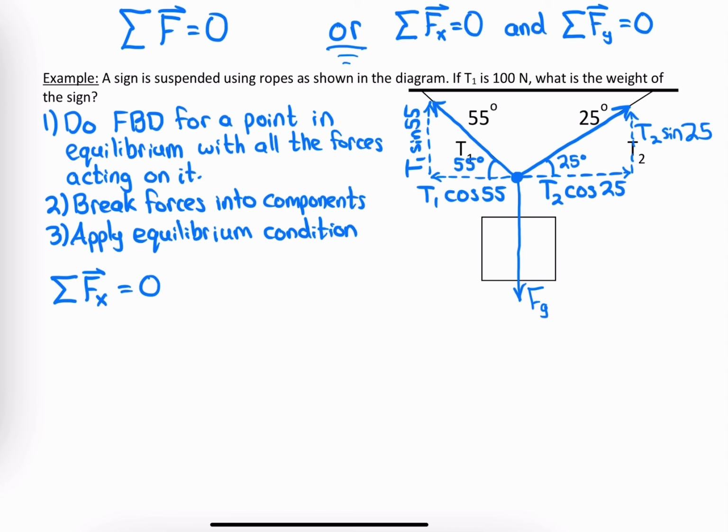So let's write that down here. T1 cos 55, and that's in the negative direction. And then T2 cos 25, which is in the positive direction, equals 0. Those two have to cancel out. I actually know T1. It's 100 newtons. So I can plug that in here. In fact, I could have plugged that in long ago. I could have put it up here and had actual numbers there and there. But it's fine that I'm doing it a little bit later.